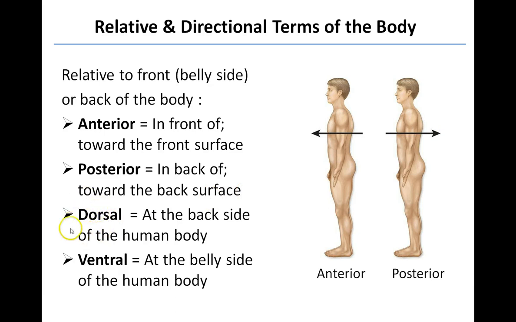Now dorsal can also mean the same as posterior. However, it also makes particular reference to the dorsum of the body, the back of the body. So dorsal and posterior can often be used interchangeably. Ventral makes reference to the belly side of the human body, which is typically the anterior location. So ventral and anterior can often be used interchangeably. So here we have anterior or ventral. Here we have posterior or dorsal. These two going towards the back, and over here going towards the front.